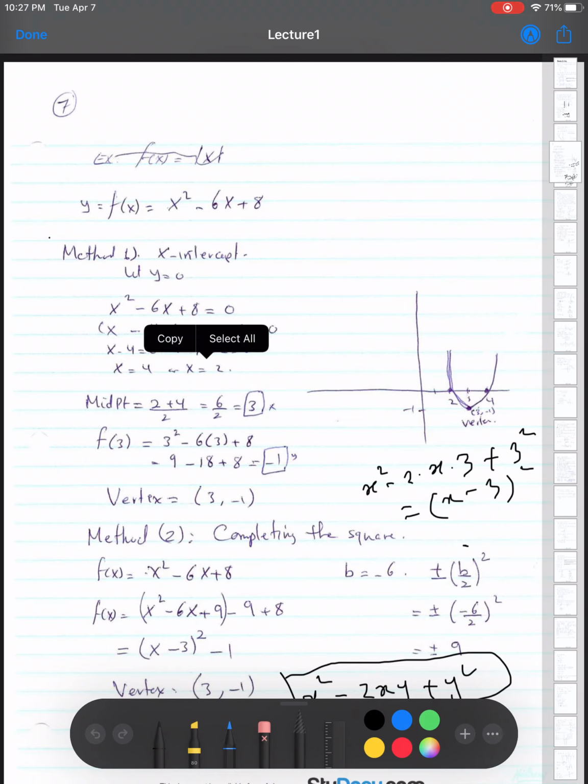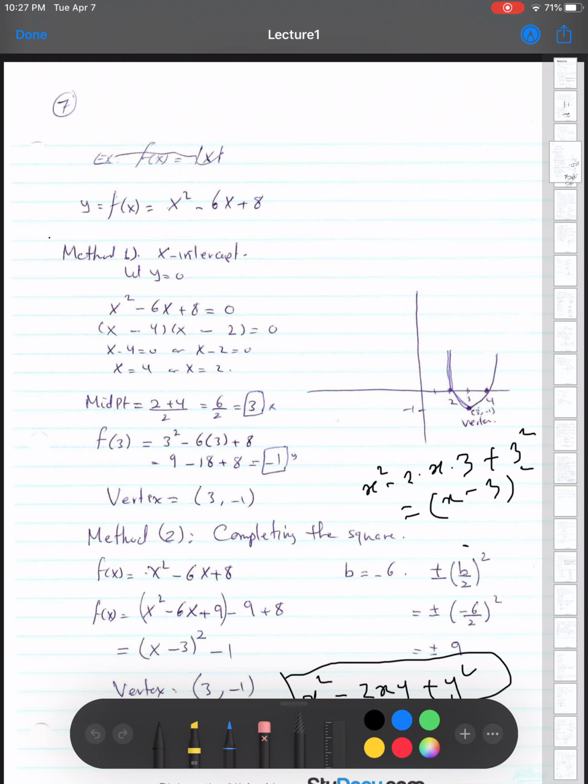So once we find the x values, we find the midpoint. The midpoint is x1 plus x2 divided by 2. So x1 was 4 and x2 was 2, and we add them and divide by 2 to find the midpoint. So the midpoint is 3. So we found the midpoint.